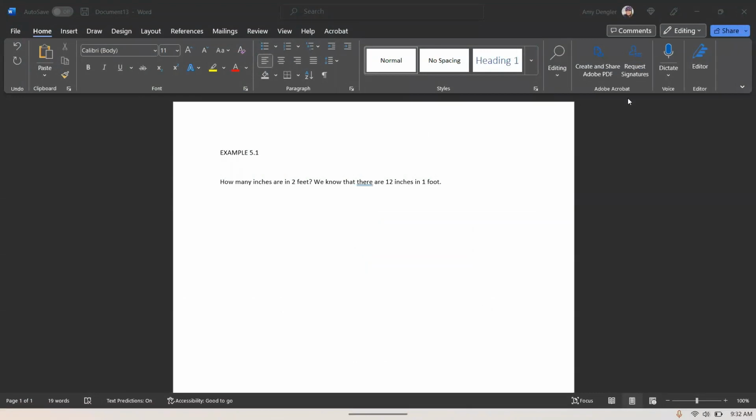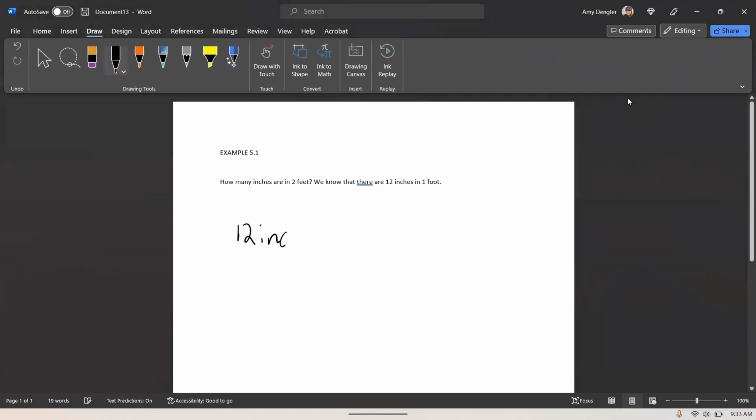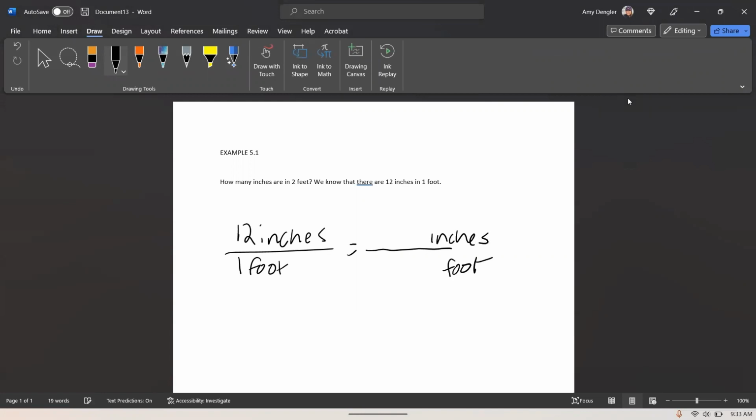All right, example 5.1. How many inches are in 2 feet? We know that there are 12 inches in 1 foot. So that's our conversion factor. On our proportion, we know we need to have the same units directly across on the other side. So we have 2 feet. How many inches is that?